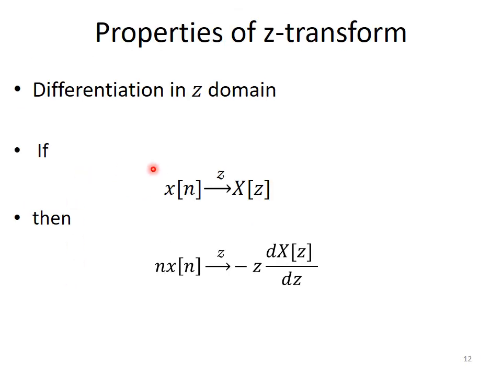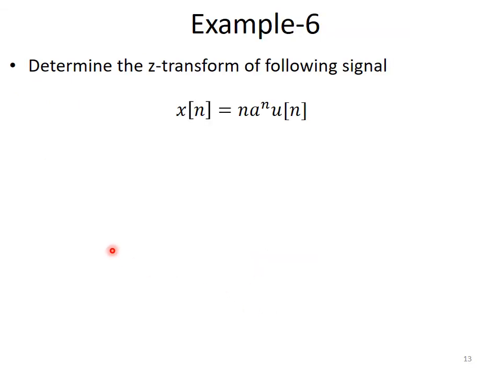Then differentiation in z domain, and here if x of n is multiplied with n, right, which is the independent variable, then it would result in differentiation with respect to z in the z domain, multiplied with minus z, right. Now in this example we have a signal a power n into u of n, which is multiplied with the independent variable, right. So this would result in differentiation in the z domain multiplied by minus z, right.